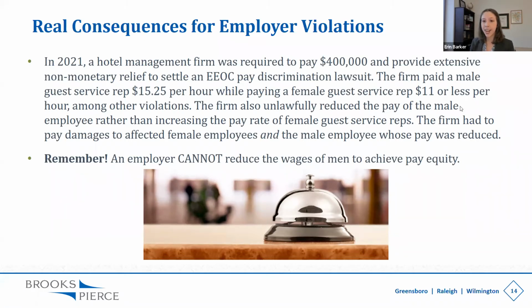So just as a reminder, if you are looking at your pay practices as an employer, and you are thinking, oh gosh, there are some inequities here, the solution is not to reduce the wages of men to equalize pay. Federal law prohibits employers from reducing the wages of either sex to equalize the pay.